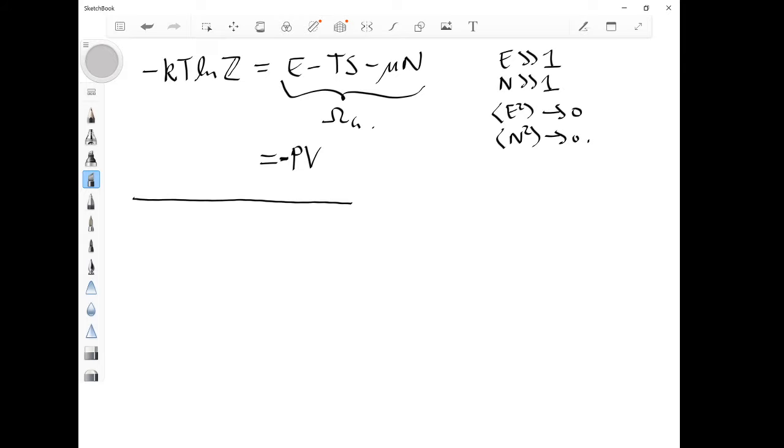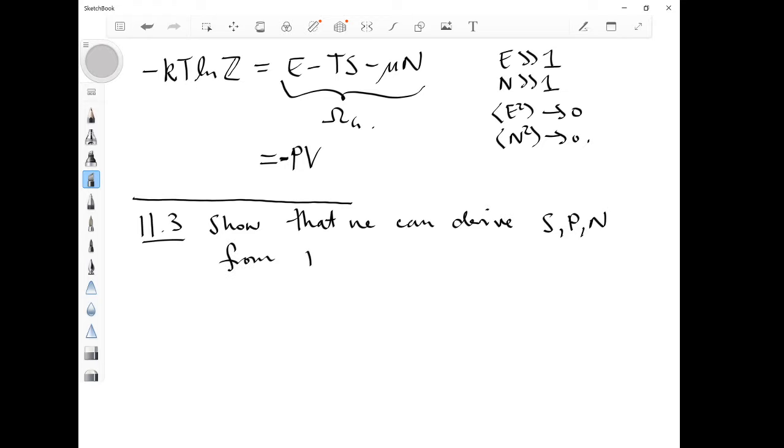I'll start the next exercise, which is 11.3, while questions come in, if they do, just so we don't have to worry about the lag. 11.3 is basically: show that we can derive S, P, and N from partial derivatives of the grand potential.